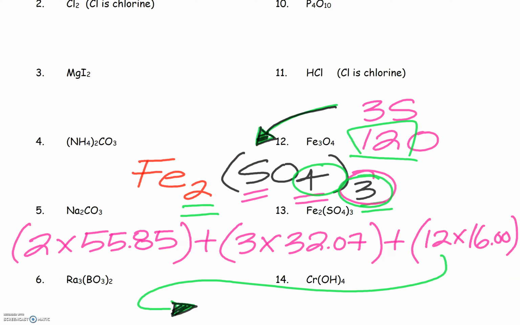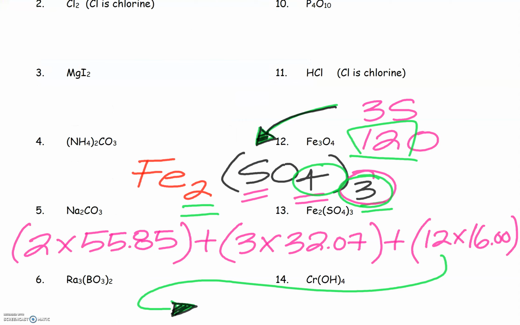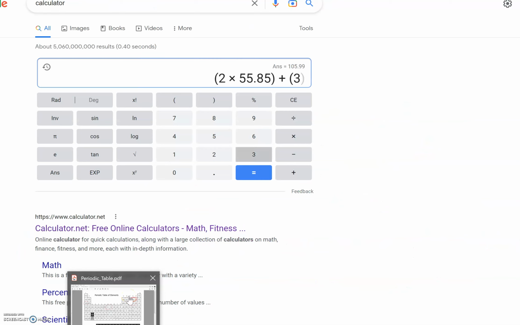So let's run this through our calculator. So we're going to clear this out. So we're going to go 2 times 55.85, 3 times 32.07. So we're going to go 3 times 32.07. And then the last part was 12. Remember, 3 times 4 times 16.00. And we'll close it all. So 2 times 55.85 plus 3 times 32.07 plus 12 times 16.00.